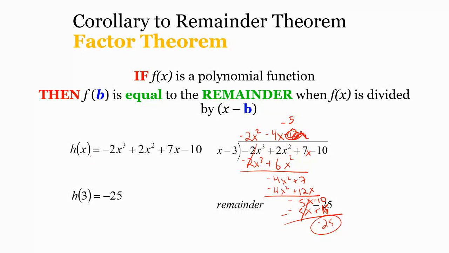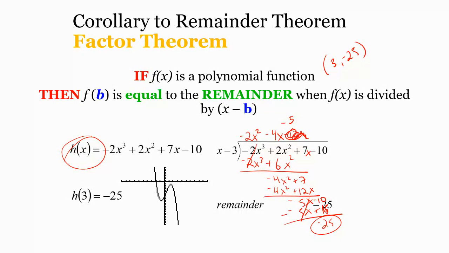So actually, if we were to graph h of x, that remainder is going to tell you a point that's on the graph. I have the point 3, negative 25 if I were to graph this. That's a point on this polynomial. It's not a 0. It's not an x-intercept. So you can see that that point is on there. So this is what the factor theorem does. That remainder that you're getting is the outcome, the y value of that point.